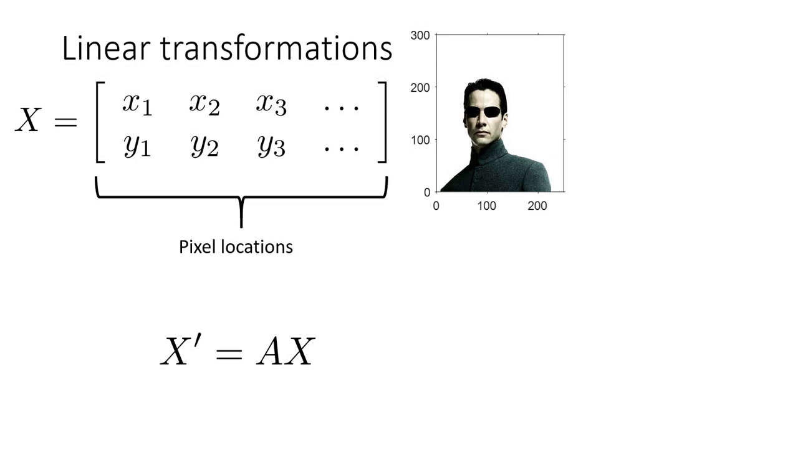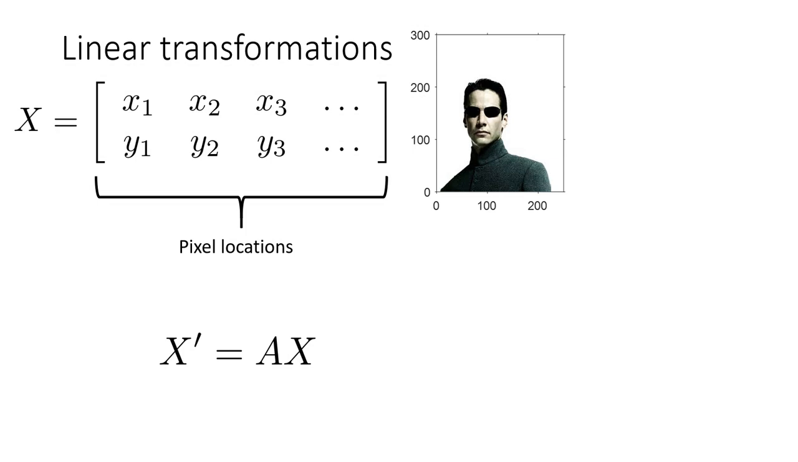Well, one way to do that would be to define a matrix with the locations of all the pixels. Let's call this capital X, and you'll notice in the first row we have all of the x coordinates of each pixel, so every dot in that picture has an entry in this matrix, or a column associated with it. And then the second row is all of the corresponding y coordinates.